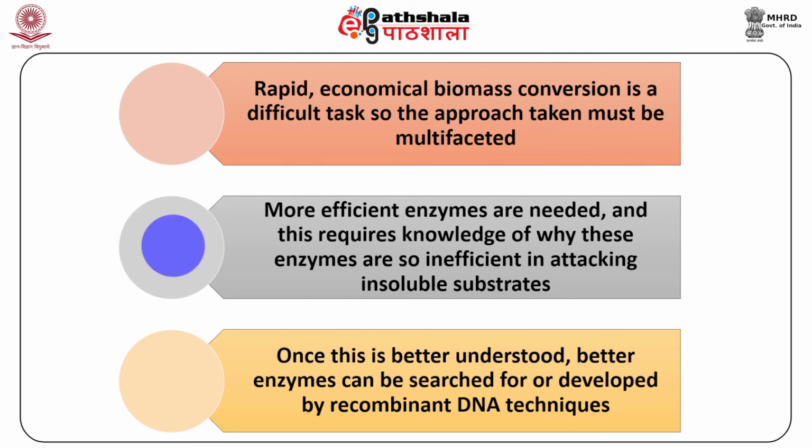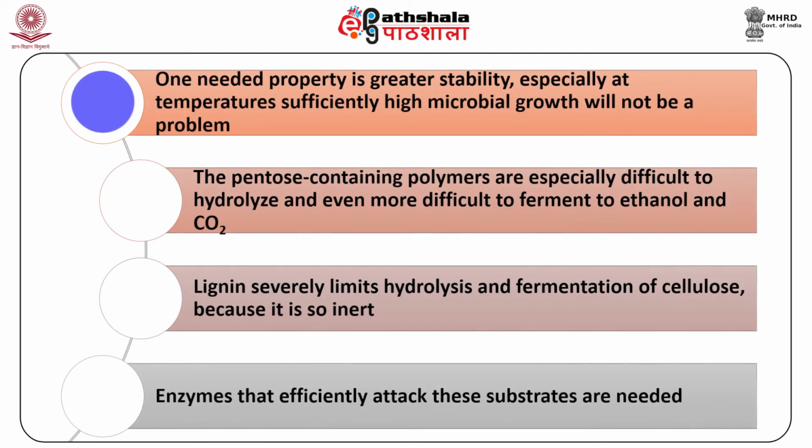More efficient enzymes are needed, and this requires knowledge of why these enzymes are so inefficient in attacking insoluble substrate. Once this is better understood, better enzymes can be searched for or developed by recombinant DNA techniques. One needed property is greater stability, especially at temperatures sufficiently high that microbial growth will not be a problem. The pentose containing polymers are especially difficult to hydrolyze and even more difficult to ferment to ethanol and carbon dioxide.